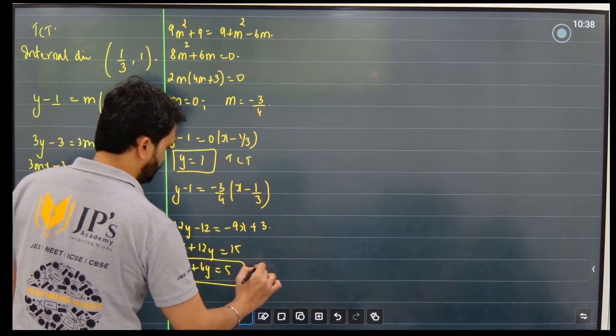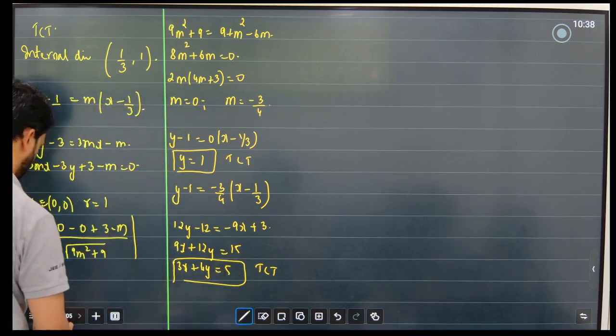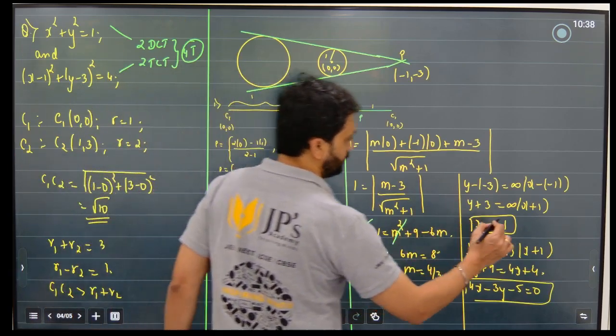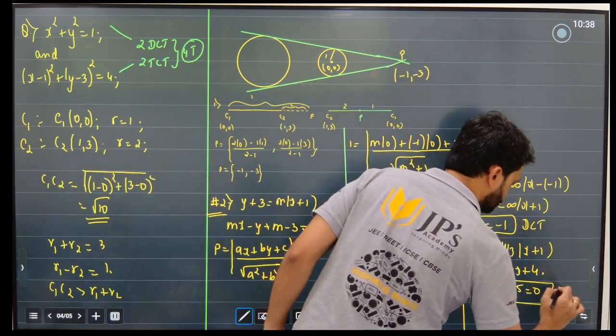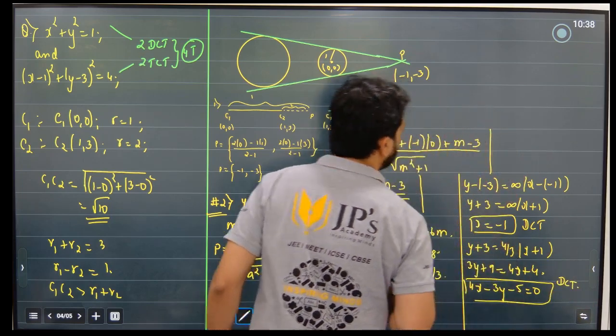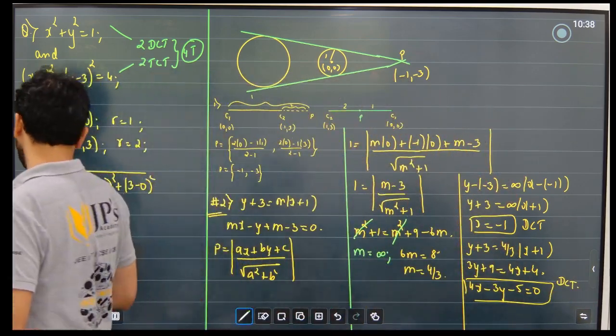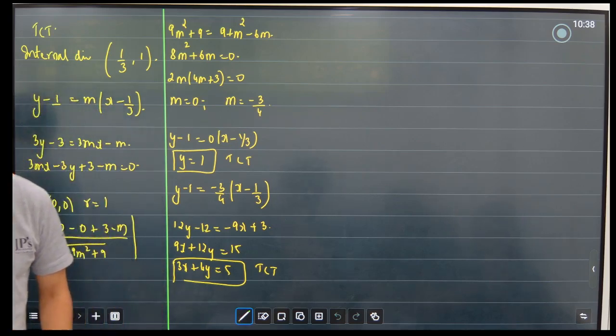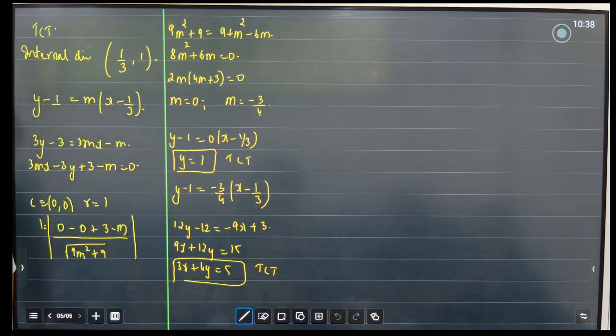These are your two transverse common tangents, and these are your two direct common tangents. So direct common tangents and transverse common tangents. This is how you find direct common tangents and transverse common tangents.